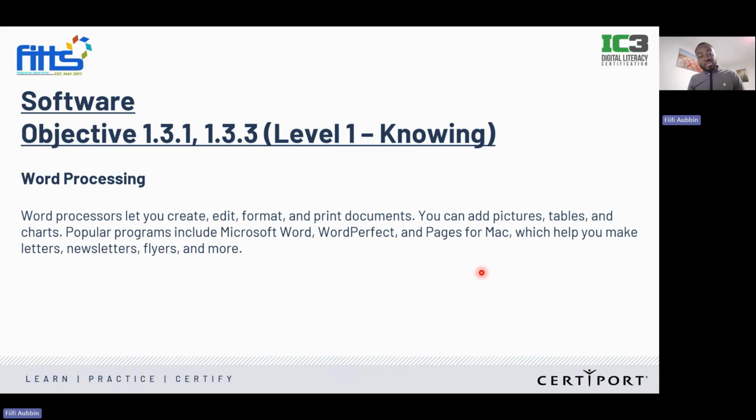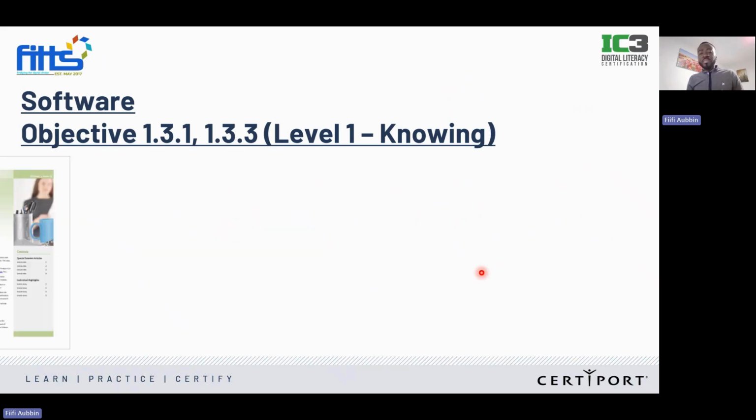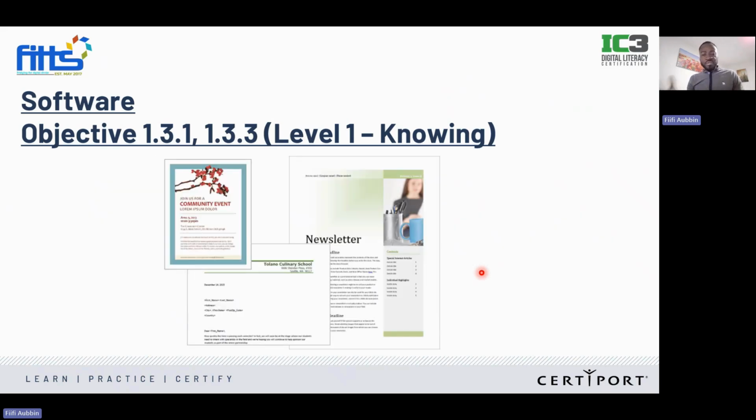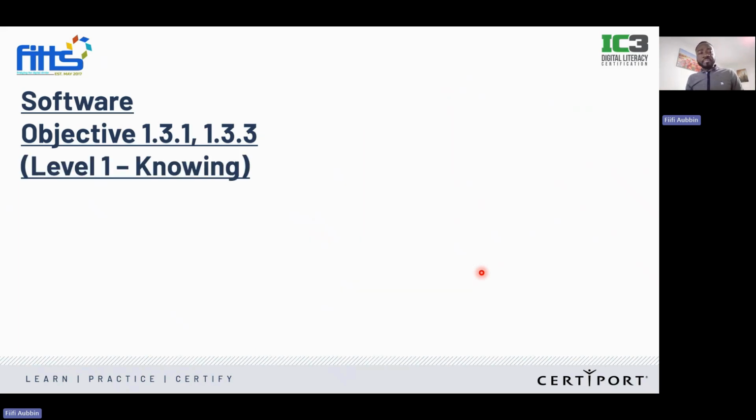Since IC3 is the starting point and you want to delve deeper, you can look at the Microsoft Office Specialist, where you look at Word and Word Expert. And I've got some videos on my YouTube channel that will help you understand the tabs, the groups, and the dialog box launchers. So you can add pictures, tables and charts. Popular programs include Word, WordPerfect, and Pages for Mac, which help you make letters, newsletters, flyers, and more. So these are some of the things that you can do with word processing software.